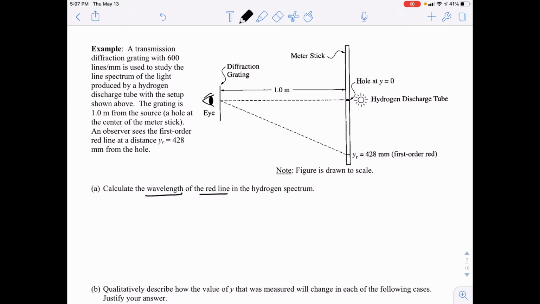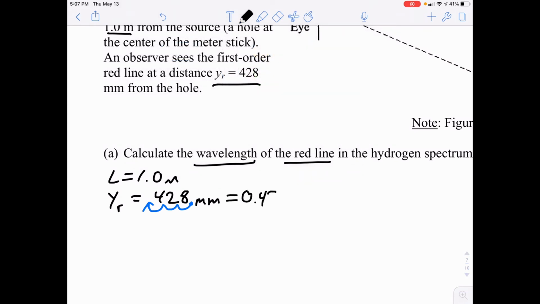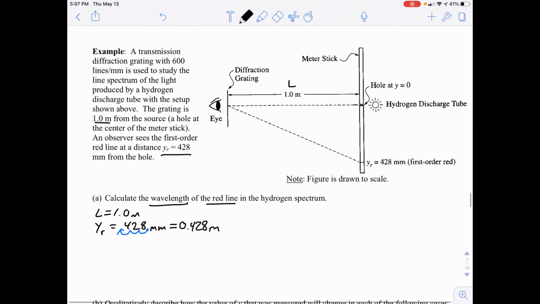So we know that the distance to the grating is 1 meter. You can see there's L. So let's list our variables. L is 1 meter. In this case, it's y, not x. Y is 428 millimeters. You have to remember we've got to convert it. To convert from millimeters to meters, we go 3 decimal places to the left. This becomes 0.428 meters.